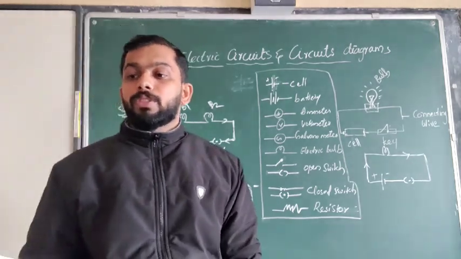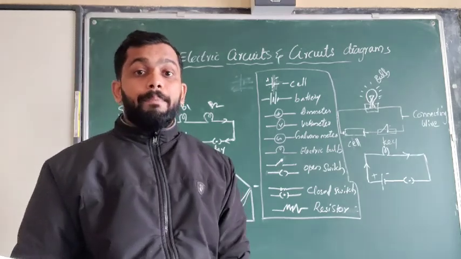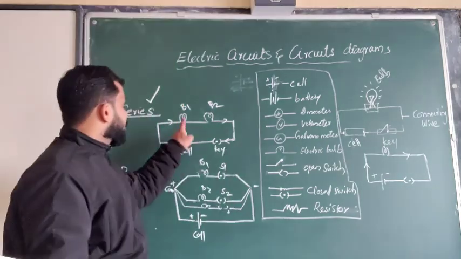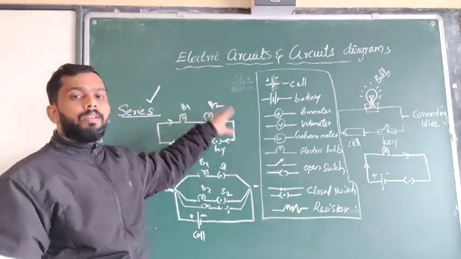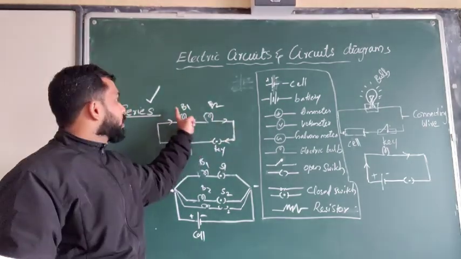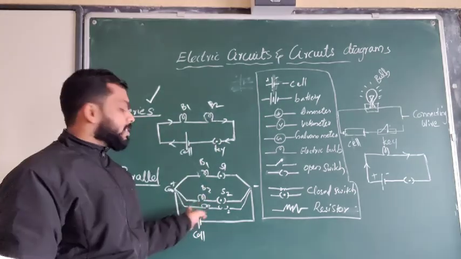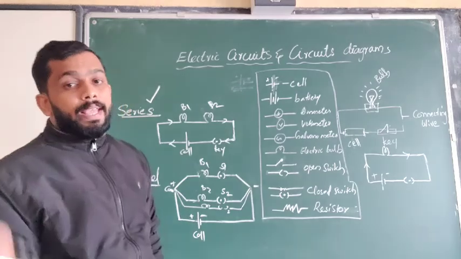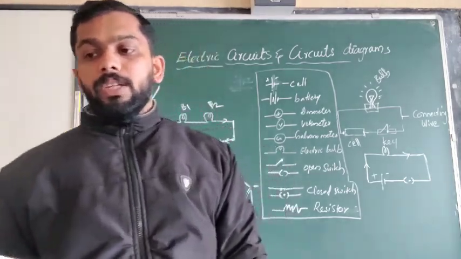And each appliance gets the full electrical energy and so works at its full capacity. That means in series connection, bulb 1 will get the electrical energy, and only the remaining will be given to bulb 2. Sometimes the first one will be brighter and the second one less bright. Here, all the devices are getting the current equally, so they can work to the maximum capacity.